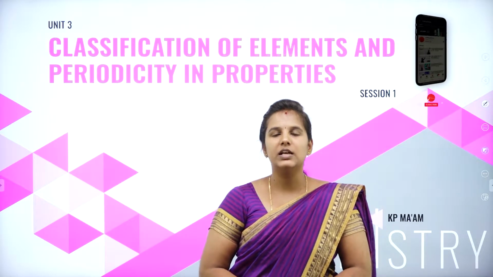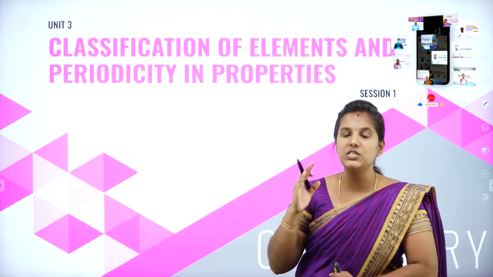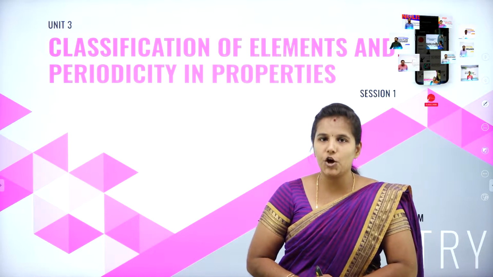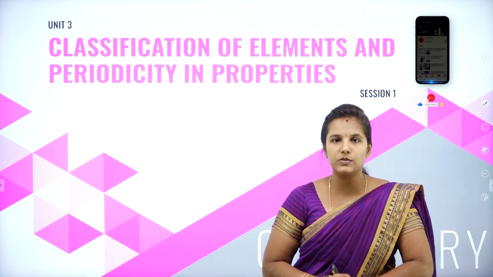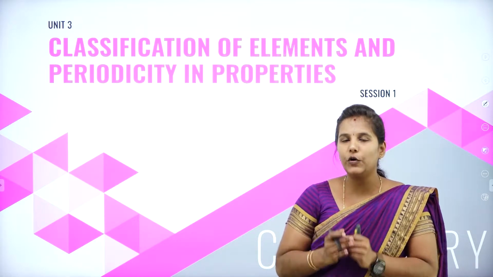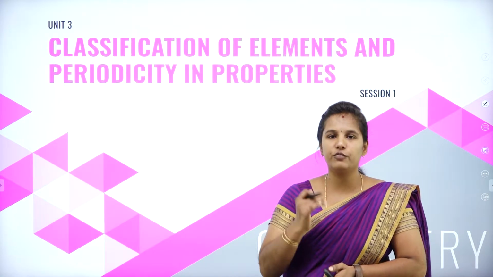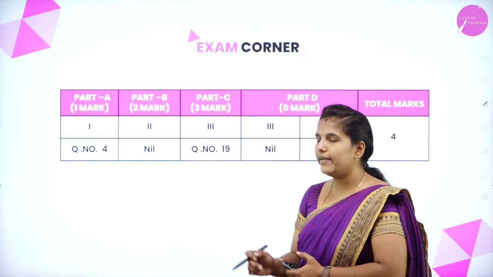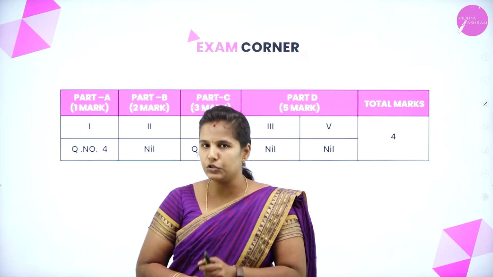My dear students, today I am here to introduce a new chapter called Classification of the Elements and Periodicity in Properties. This is the third unit in your first PUC Chemistry. Before going to understand this chapter, let's see the weightage for this chapter. The total weightage for this chapter is 4 and we can expect 2 questions.